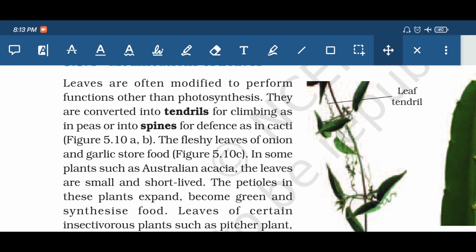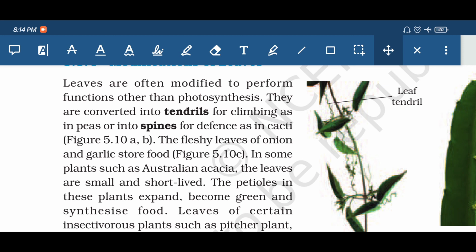So they are explaining the modifications of the leaf. The most important point is that the work a leaf does is photosynthesis. Then leaves are converted into tendrils for climbing, for example in pea. Some leaves in some plants are converted into spines for defense, like in cacti. Then the fleshy leaves of onion and garlic.